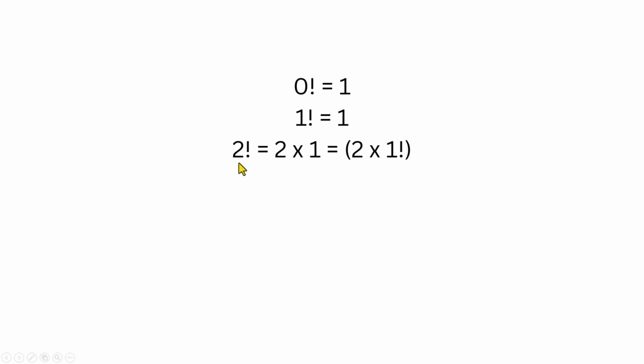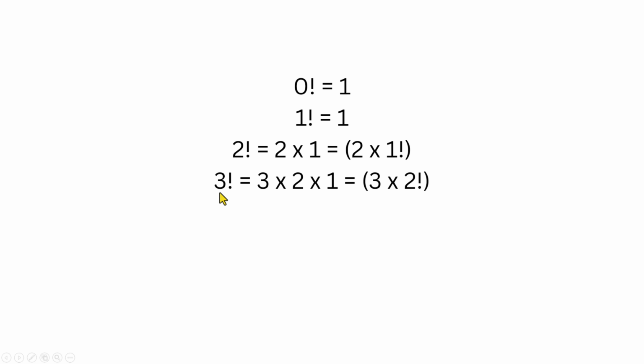2 factorial is 2 into 1. Okay, now what is 1? 1 is 1 factorial, correct? So 2 factorial is 2 into 1 factorial, correct? 2 into 1 factorial, which is 1. So instead of saying 2 into 1, we can say 2 into 1 factorial.